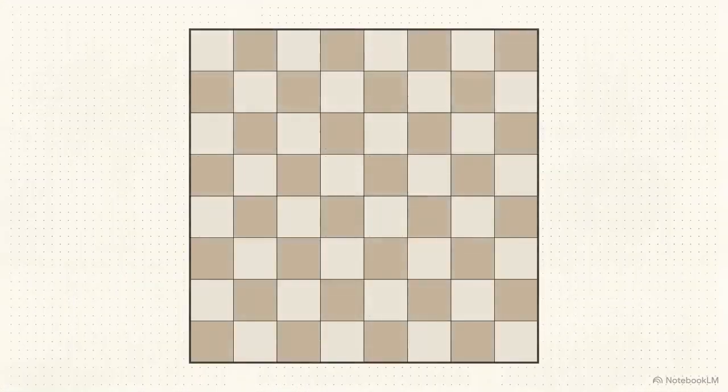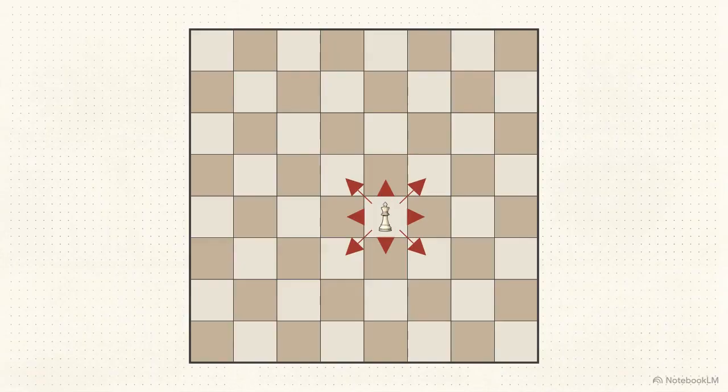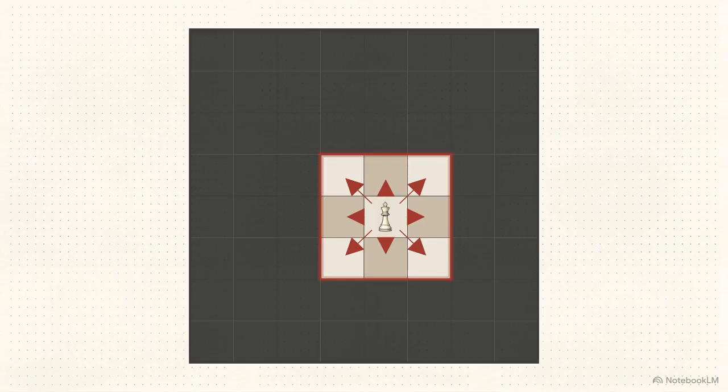The king is the leader of the army, and his superpower is absolute directional freedom. From his current square, he can step in any direction: up, down, sideways, or diagonally. But his fatal flaw is his lack of speed. Despite being able to move in any direction, he can only travel one step at a time. This makes him the slowest unit in your entire arsenal.